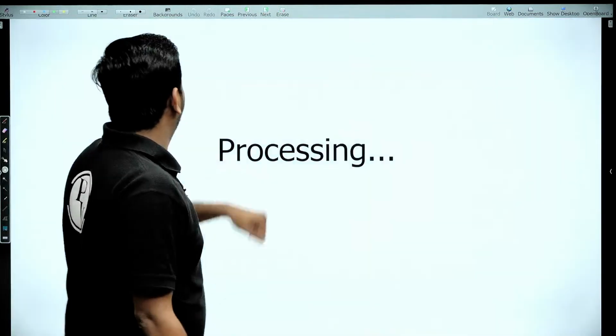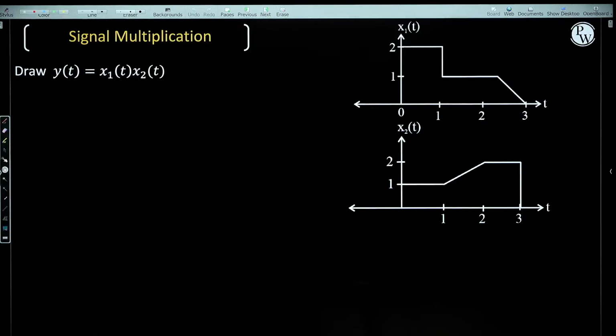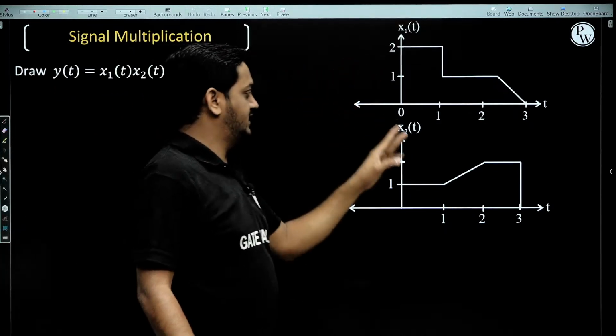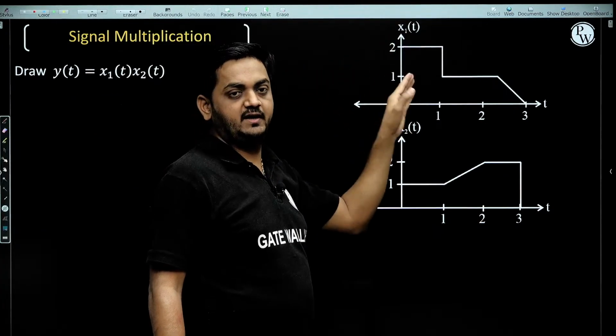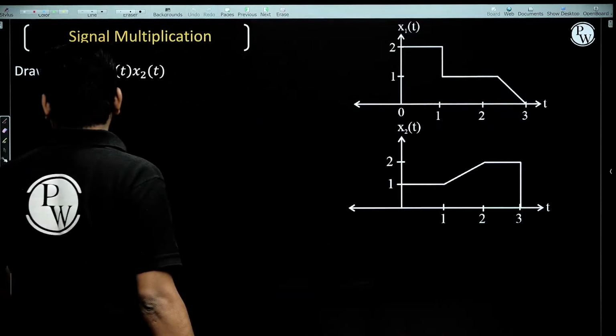In the same way we can do signal multiplication also, guys. Okay, so this is x1, this is x2, so we have to multiply x1 and x2 time by time. You have to multiply all the amplitudes.